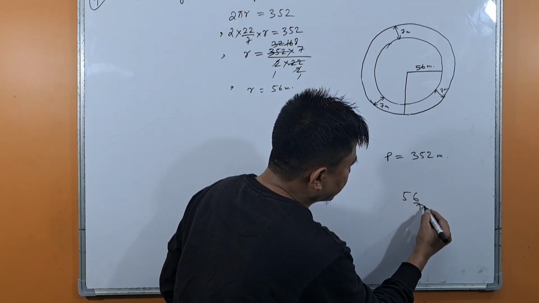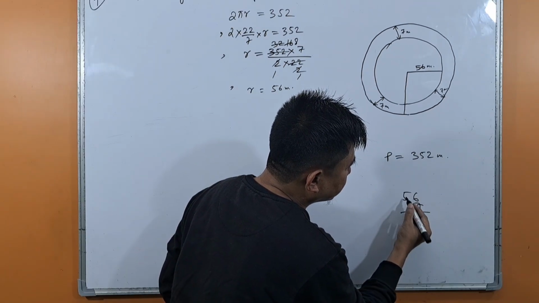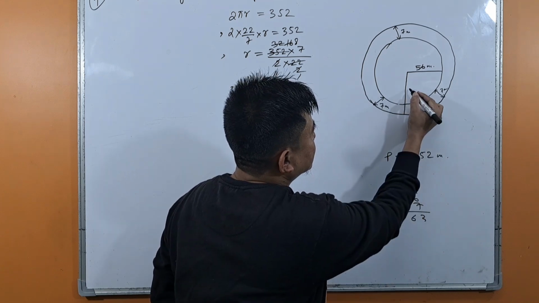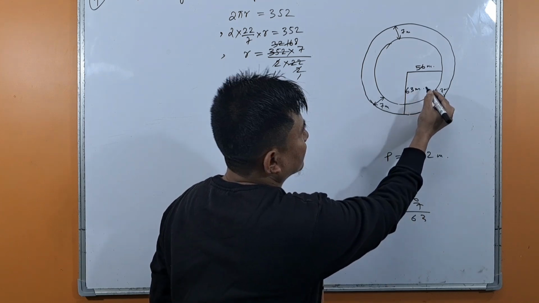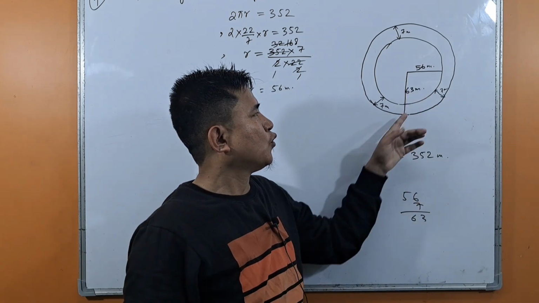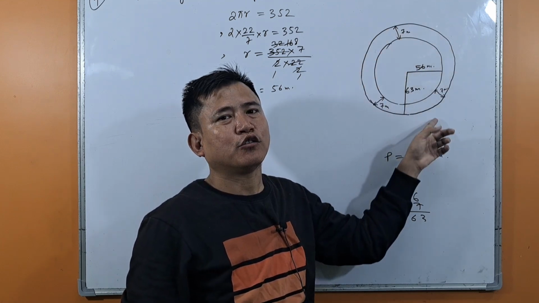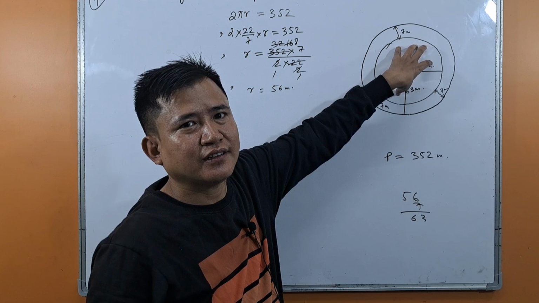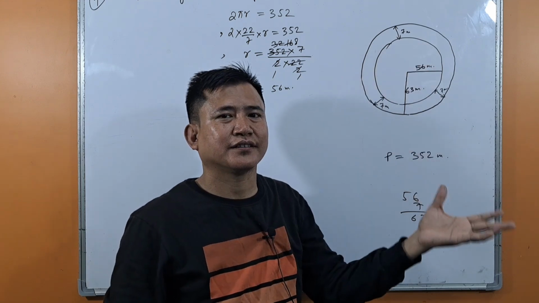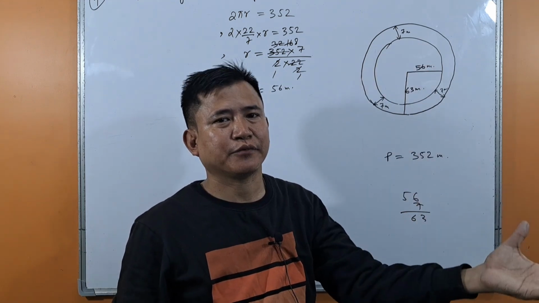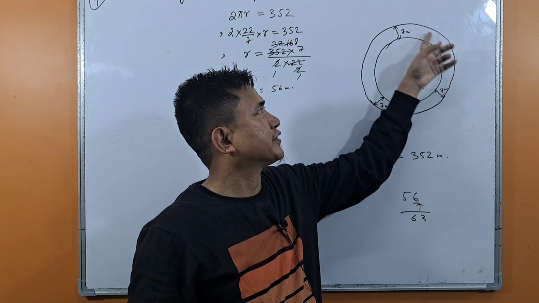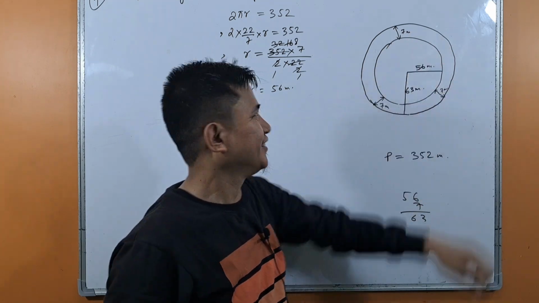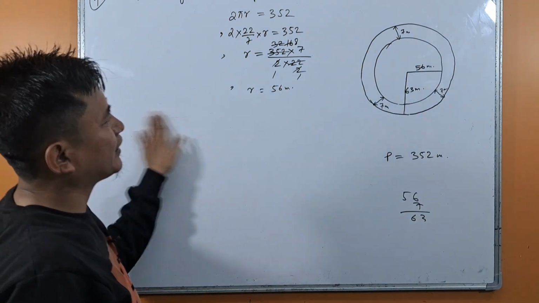So 63 meters. What we do is we find the area of the outer circle and then we find the area of the inner circle. After that we will subtract the area of the inner circle from the area of the outer circle. That will give us the area of the path, isn't it? So we are going to find the area of the outer circle.